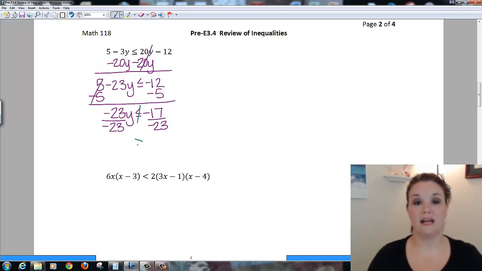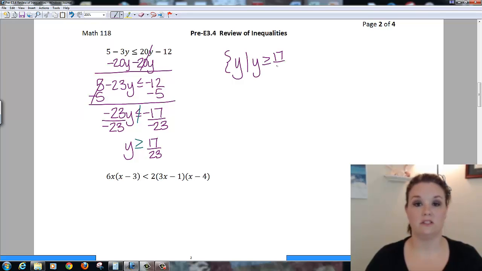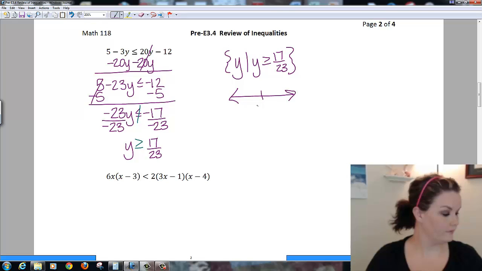Now here I'm dividing by a negative. When I divide by a negative, that reverses my symbol. So now I end up with y is greater than or equal to positive 17 over 23. So that gives me, for my solution set, the set of all y's such that y is greater than or equal to 17 over 23.